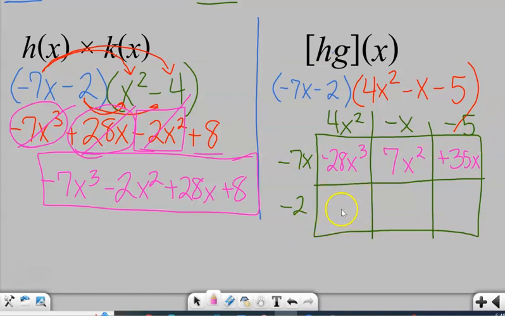On the first box on the second row, we have negative 2 times 4x squared. Negative times a positive is a negative. 2 times 4 is 8. And then we have our x squared. And then the second box, negative 2 times negative x. Well, negative times a negative is a positive. 2 times x is 2x. And again, you can put the plus sign if you want, or you could leave it off. I'm going to put them. And then our last box, negative 2 times negative 5 is positive 10.